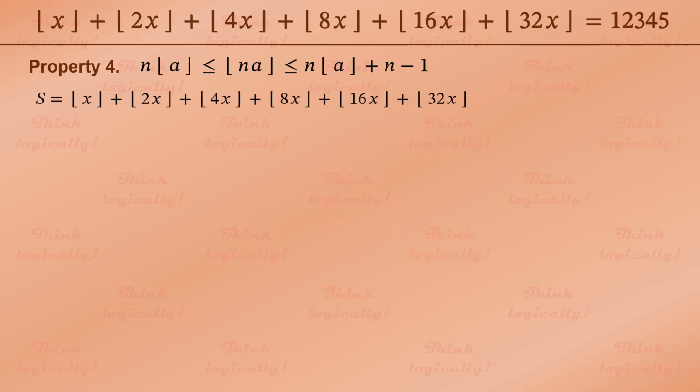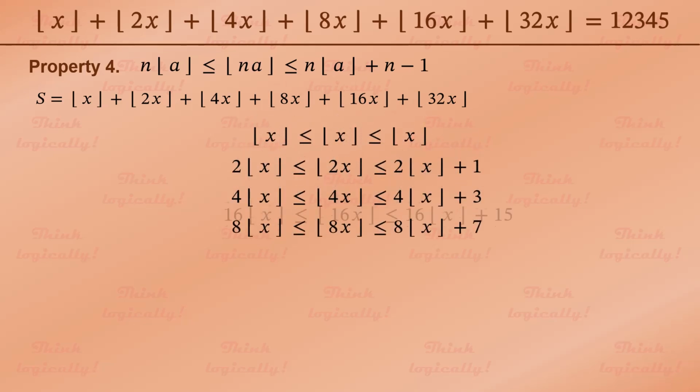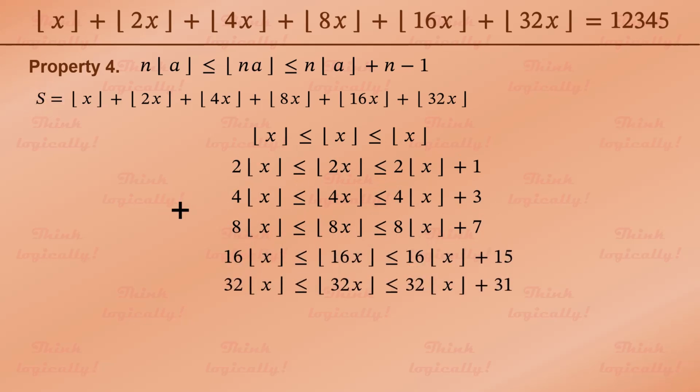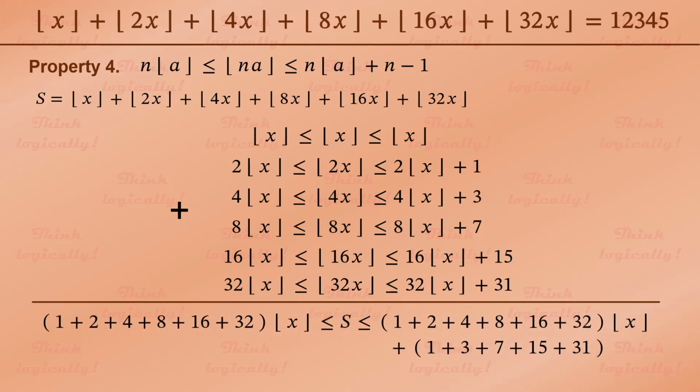So let S be the sum in the left-hand side of the given equation. Can you guess what is going to be next? Of course, we apply property 4 to each term of the sum S. Next, we of course add up all the inequalities and get S in the middle. Both the coefficients for the integral part of x represent the sum of powers of 2 from 0 up to 5. The powers of 2 form a geometric progression with ratio 2. So the sum is 2 to the power of 6 minus 1, or 63.